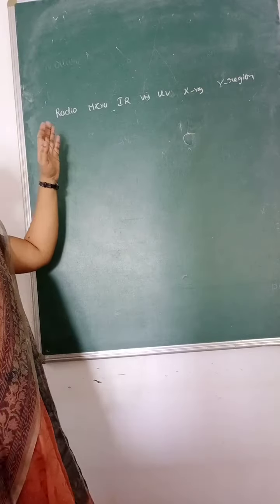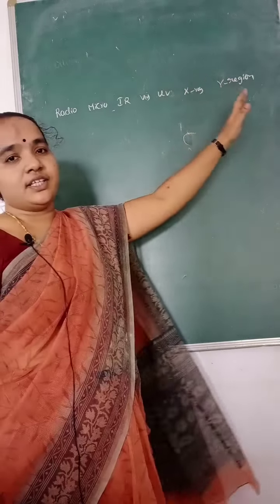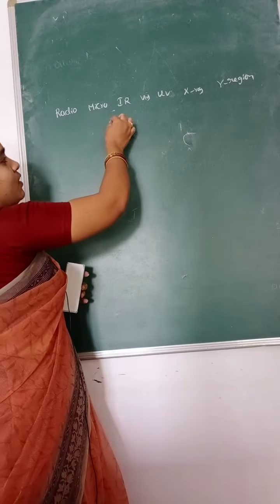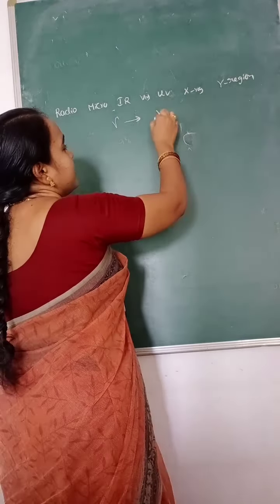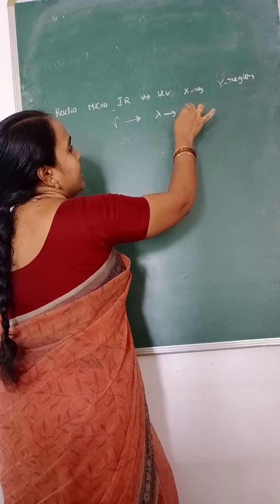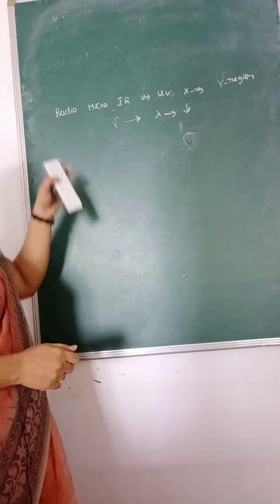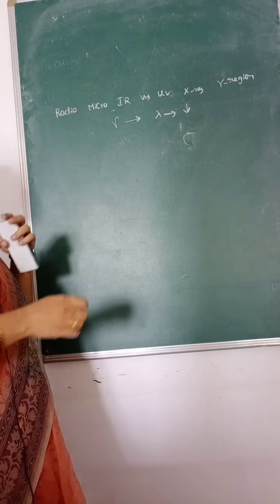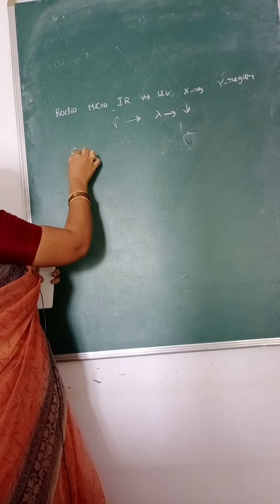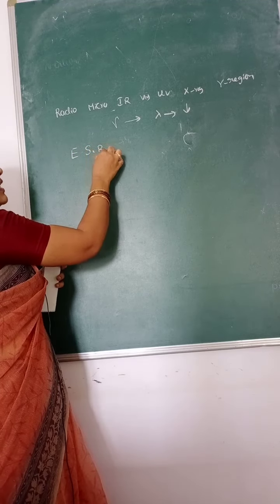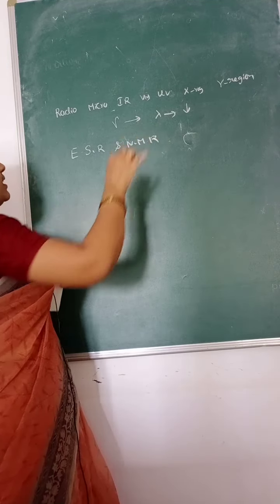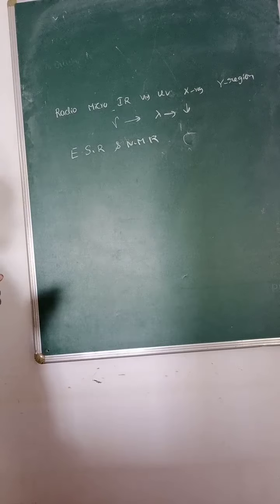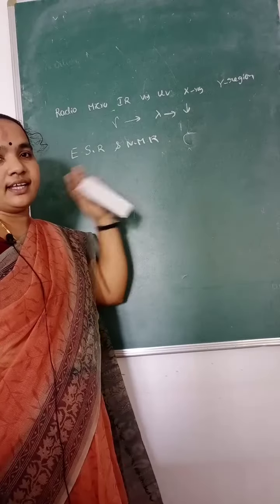As we go from the radio wave region to the gamma ray region, the frequency of the radiation increases, whereas the wavelength associated with that region decreases. So when the radio wave region interacts with a molecule, it gives rise to two resonance spectroscopies called ESR and NMR. ESR means electron spin resonance and NMR is nuclear magnetic resonance.